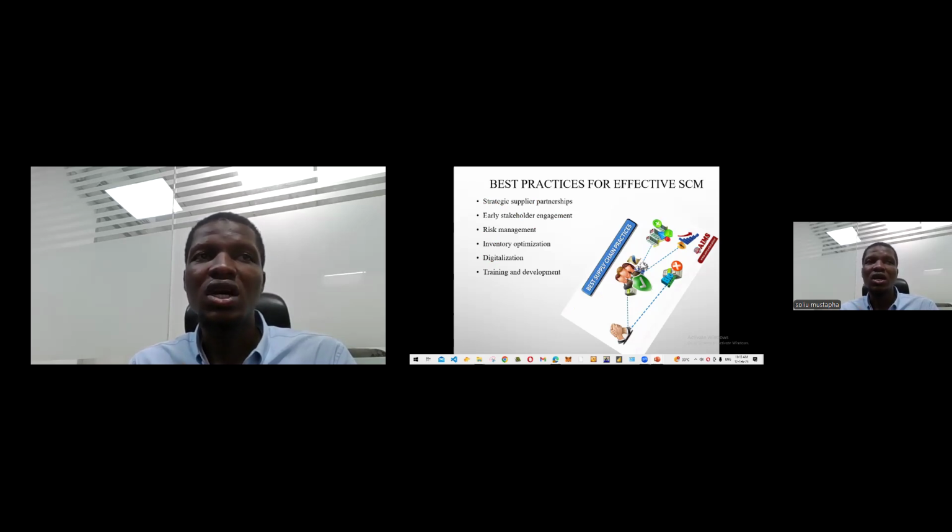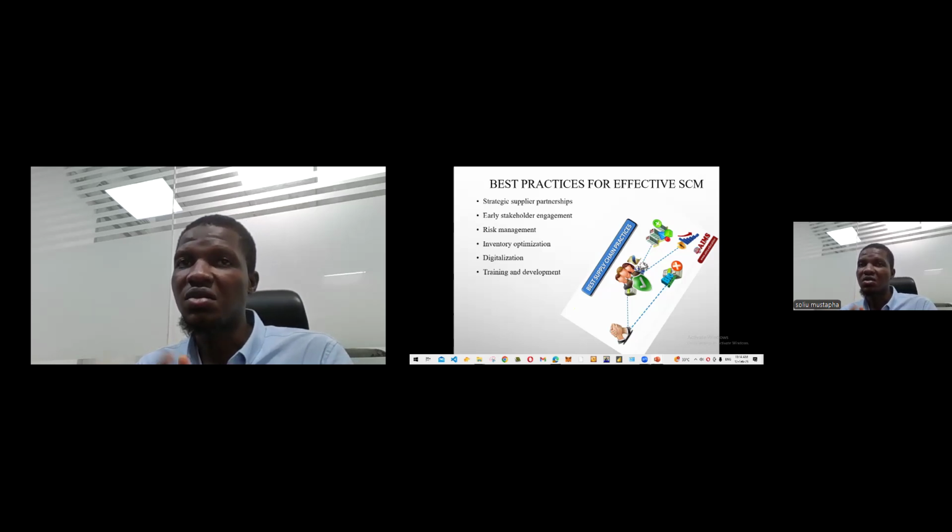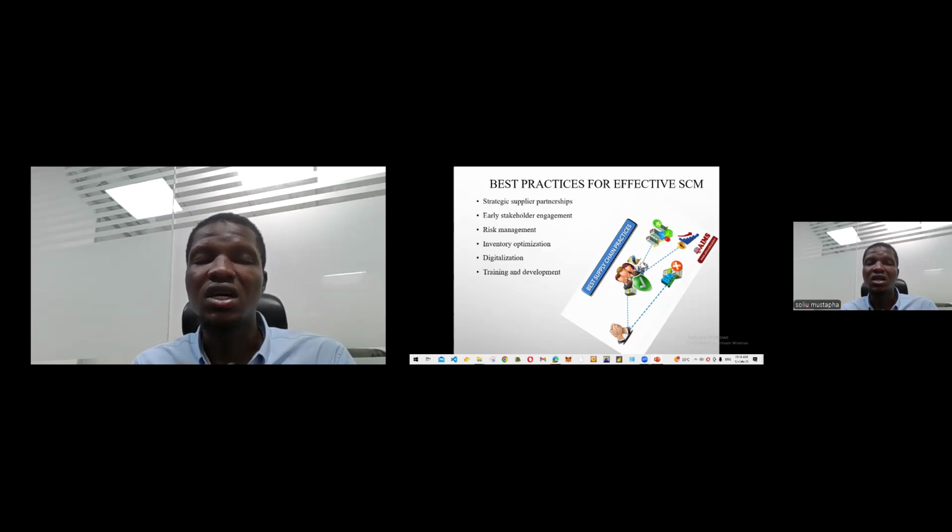So early stakeholder engagement. This is the process of identifying, analyzing all the key people that can influence positively or negatively our project. Identify them early in the project in order to reduce the risk, increase stakeholder support, and enhance better decision making. So another effective practice is risk management: risk identification, assessment, prioritization, mitigation, and monitoring.